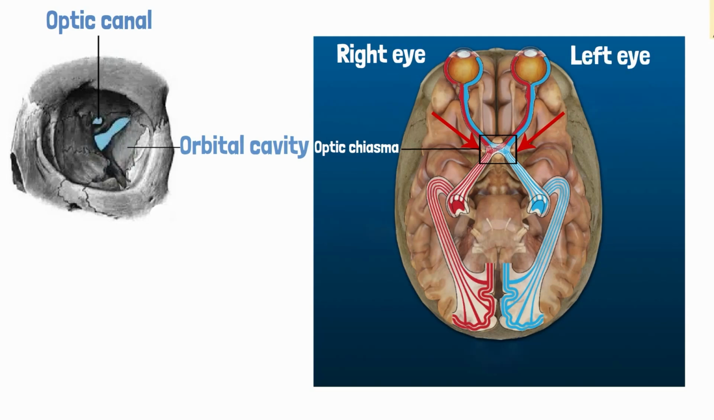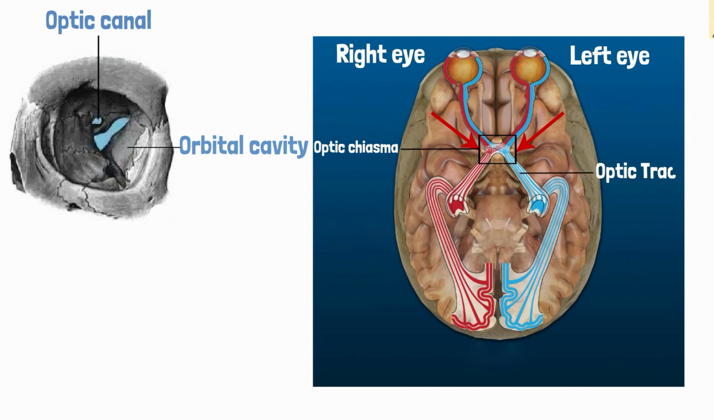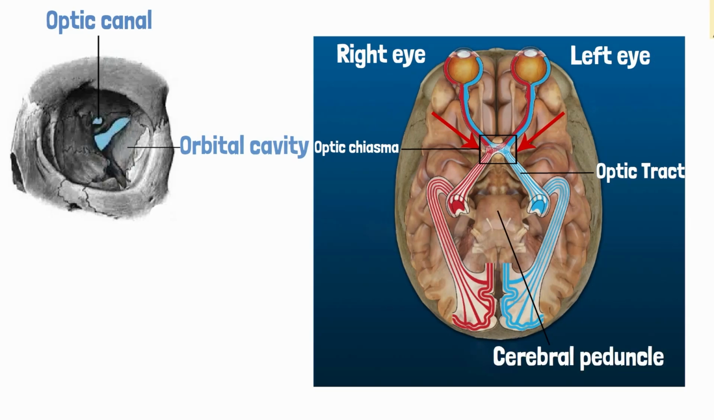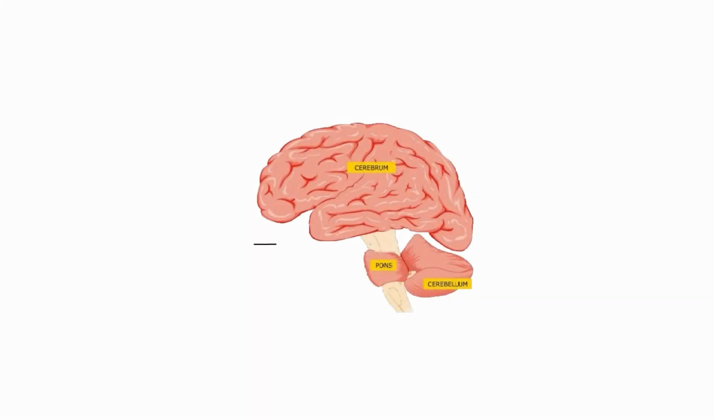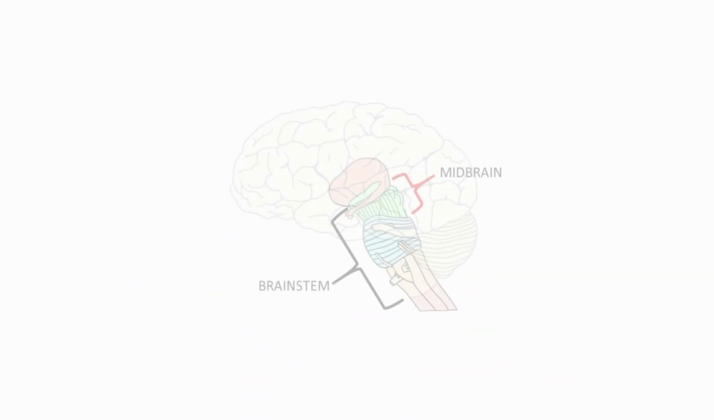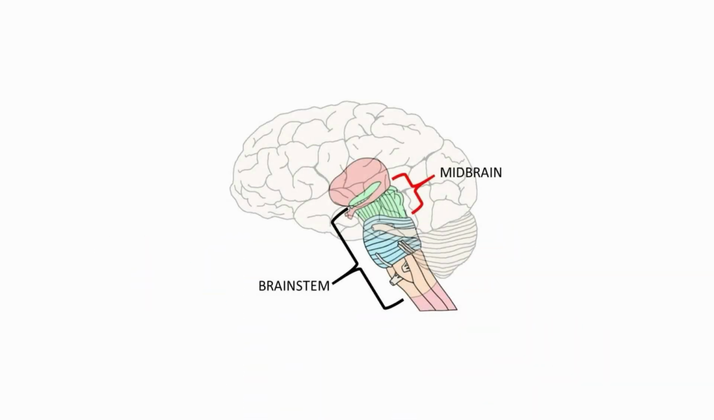Emerging from the optic chiasma are bundles of nerve fibers known as the optic tract that continues further posteriorly through the brain and reaches what is known as the cerebral peduncle. The cerebral peduncle can be best understood as a part of the brain consisting of nerve fibers that connect the cerebrum to the other parts of the brain. So onto the optic tract, now some of its fibers pass on to the midbrain, which is a small part of the brain where they are involved with light reflexes.